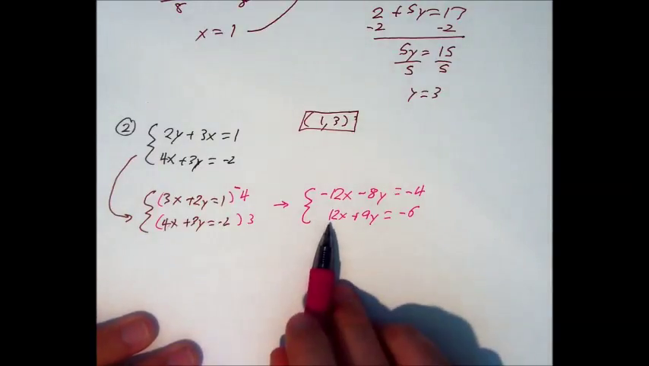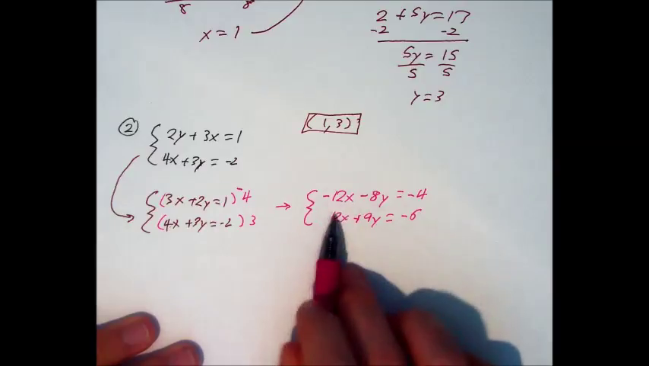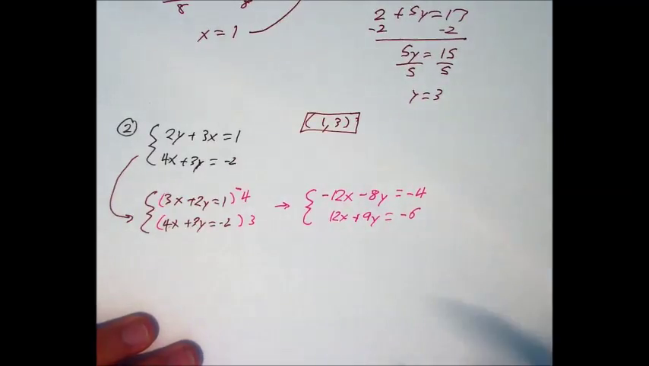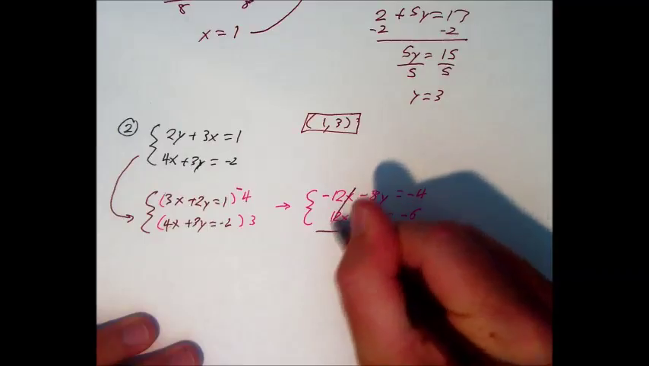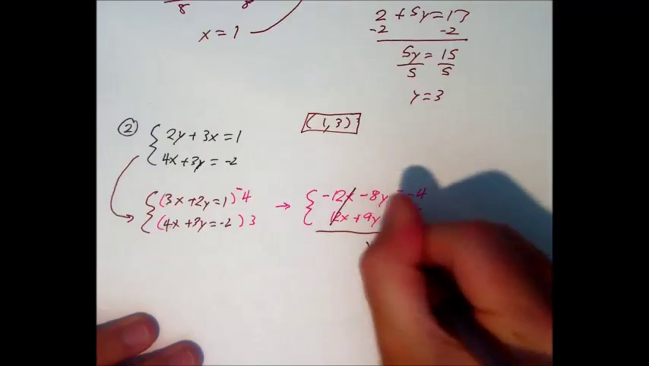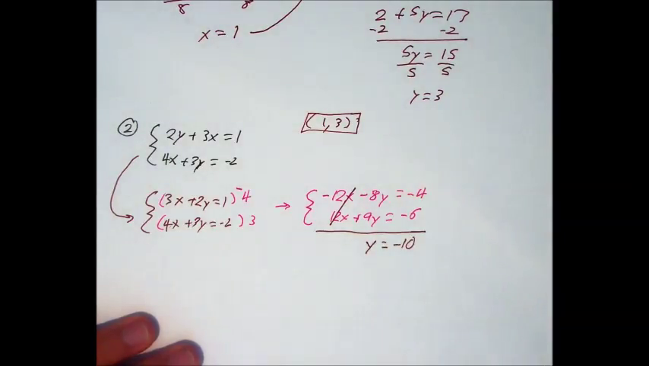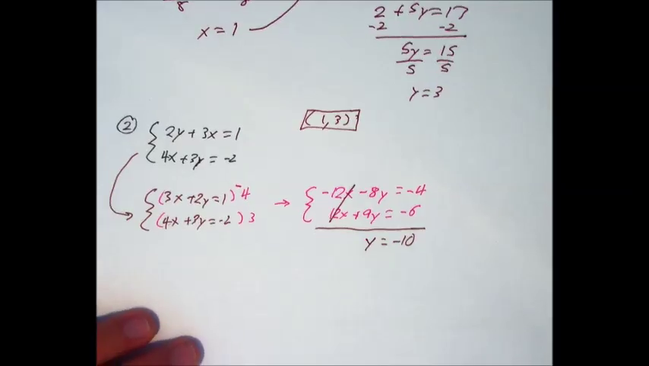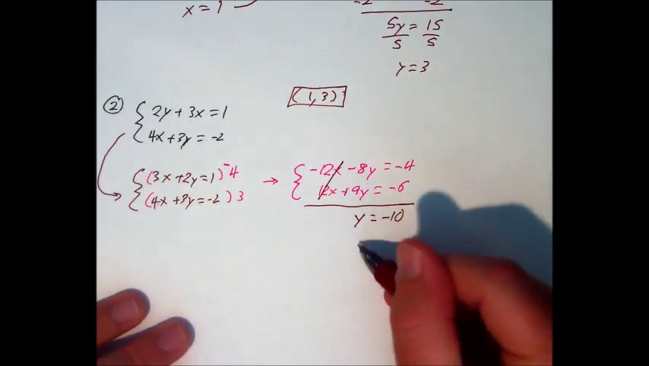Okay, so let's check our step 1 and step 2 again. So everything looks lined up. I do have opposites. So it looks like I am ready to eliminate. All right, -12x and a +12x cancels. -8y and a 9y is a 1y. -4 and a -6 gives me a -10. Cool, so that ended up working out really nicely for us. Y equals -10. Now I'm going to plug this back in.